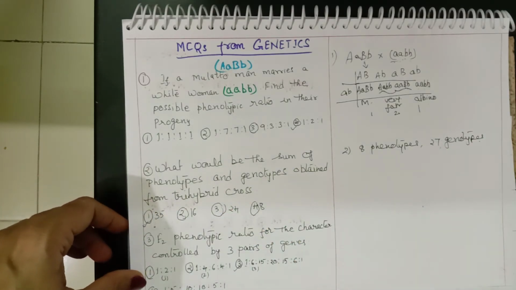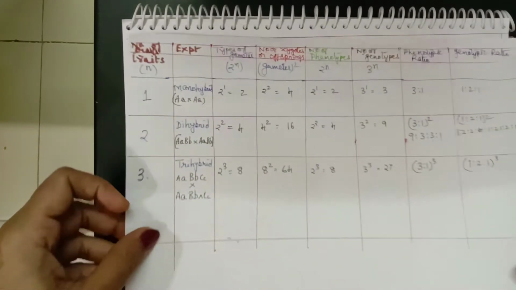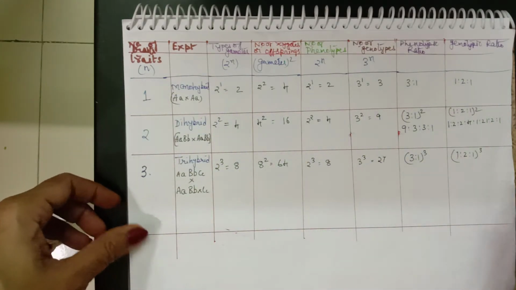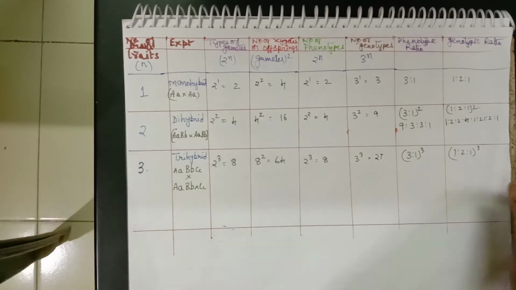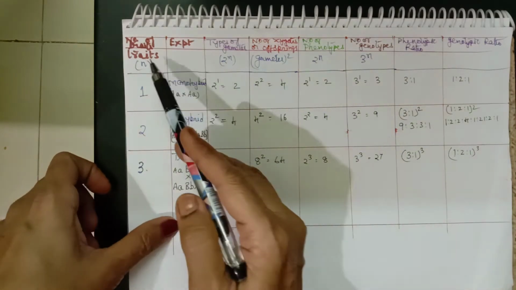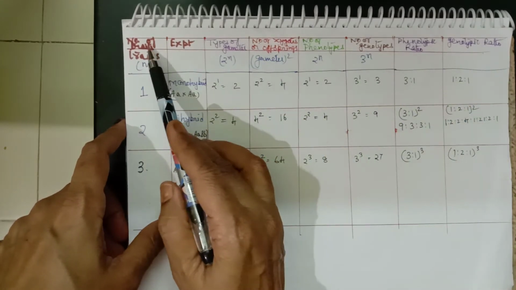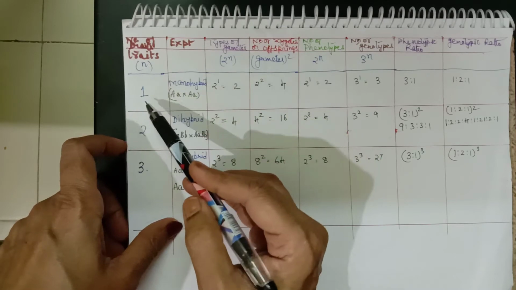So here what you have to do is, you have to remember a table. This is the table which you have to remember. So try to understand, take a screenshot, keep it with you, and then try to learn the table. This is a very, very important table from the NEET point of view. So here we have about 8 columns. First, the number of traits or characters.